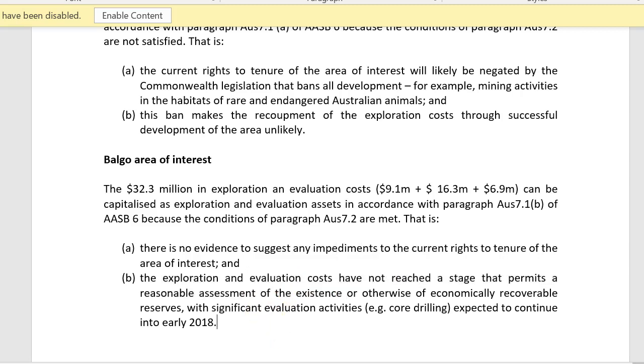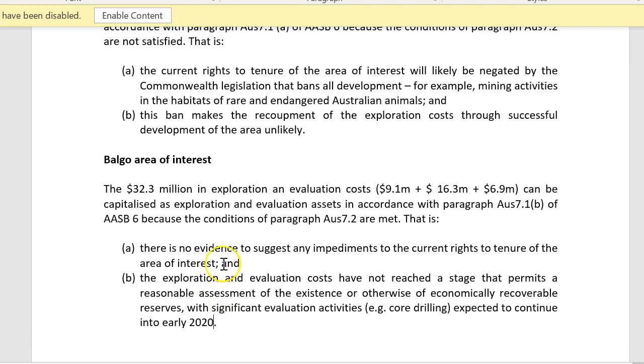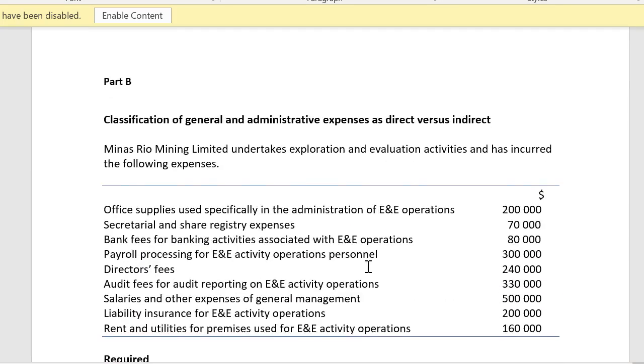They can expect to continue to early 2020, not 19. This is early 2020. So they can capitalize their exploration and evaluation costs for the year ended 30th of June 2019. All right, guys, let's move on to part B.